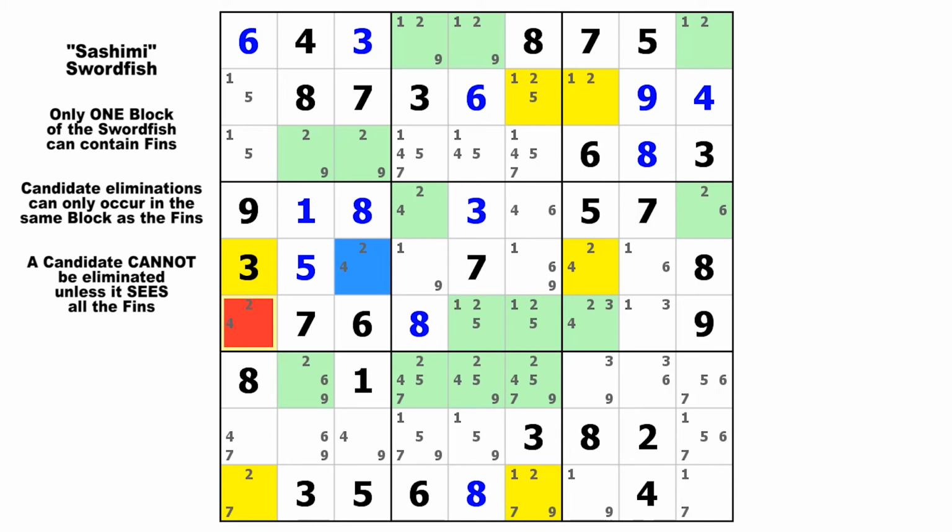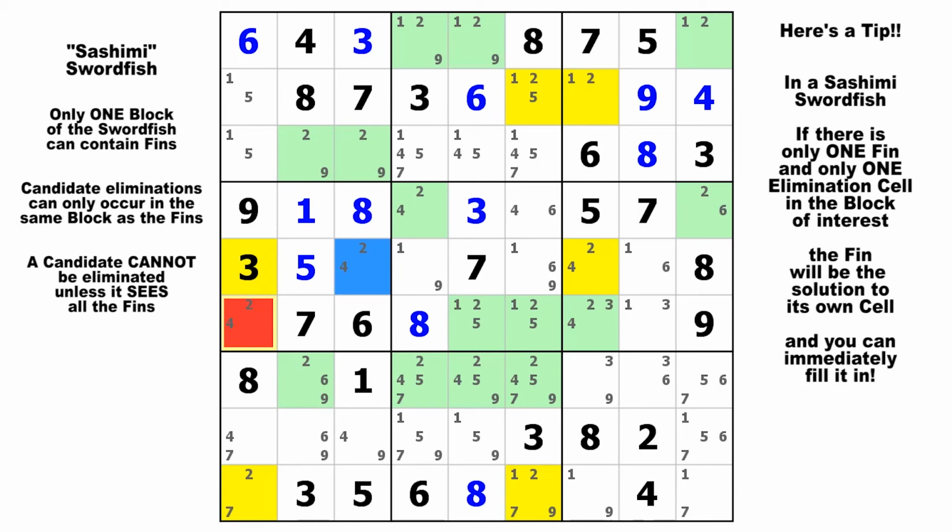But let me show you a little trick. When you've got a sashimi swordfish like this, and in the block where the action is, so to speak, you've got one fin and one candidate to be eliminated, it turns out that the fin is going to be the solution for the fish digit in that block. Because if you make the elimination here in row 6, column 1, that leaves a naked single for candidate 2 in row 5, column 3. So instead of wasting time eliminating the 2 in the red cell, you can just go ahead and enter the 2 into the blue cell because it saves a step.